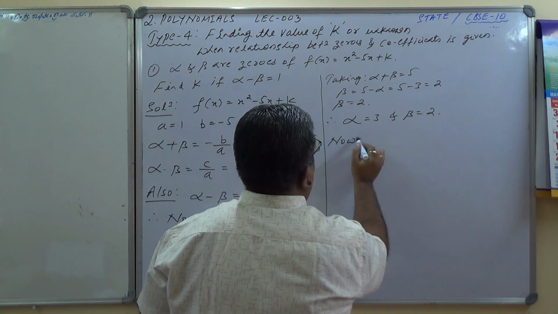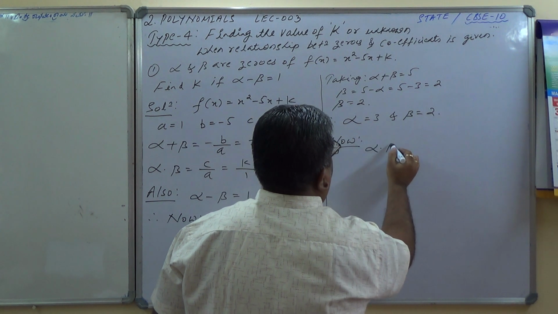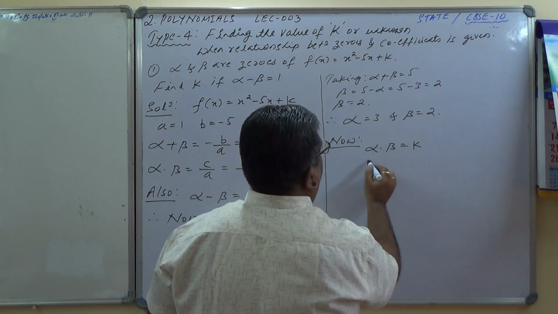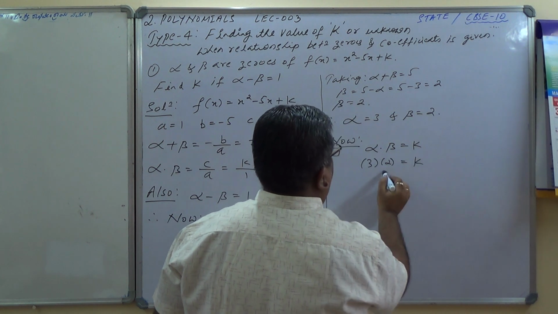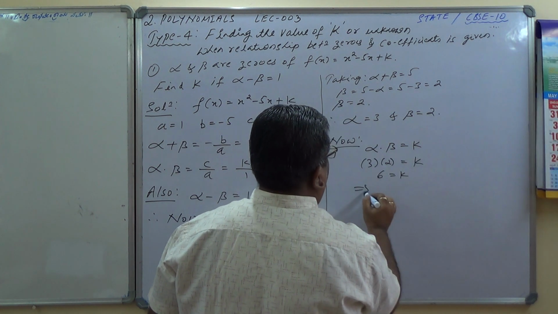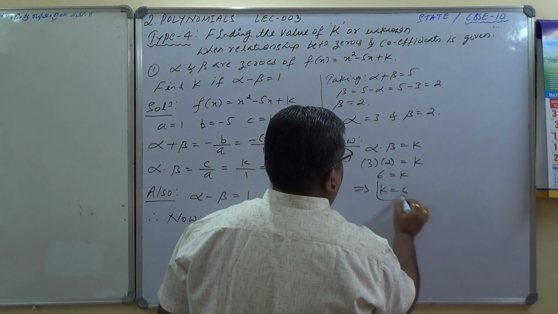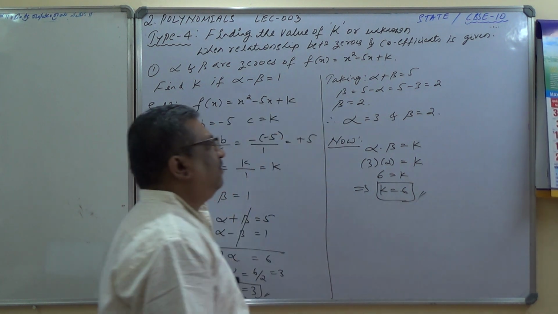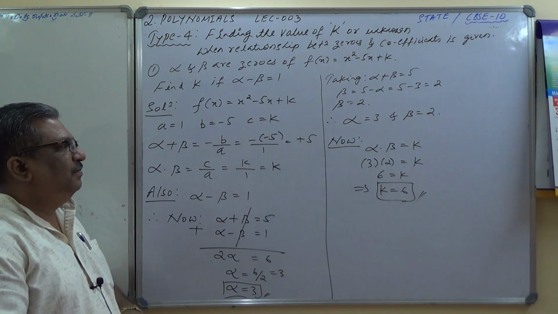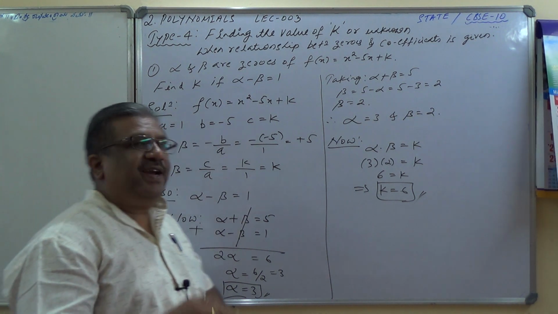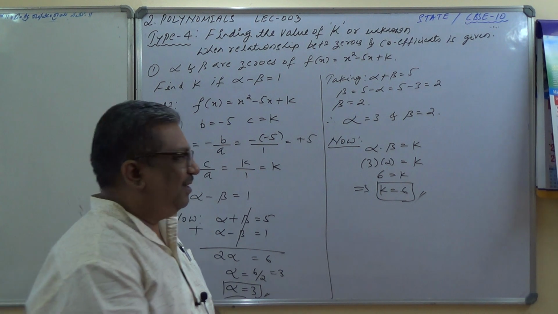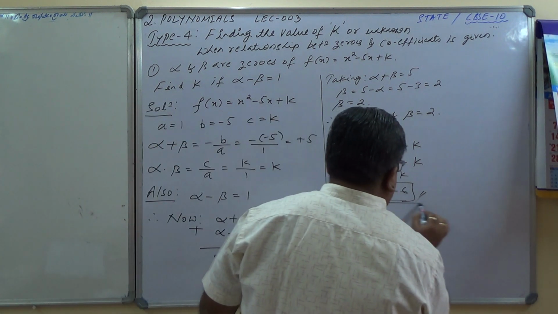Now, alpha into beta equals k. So, 3 into 2 equals k. 6 equals k, implies k equals 6. This is one way of solving this. This is a simple way, but let me use one more method, which is the shortest method.